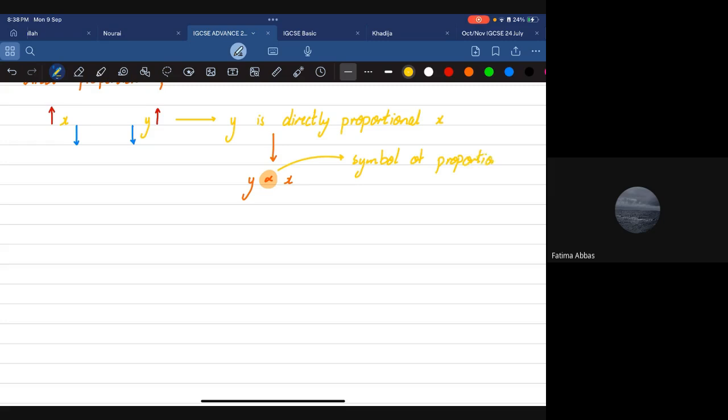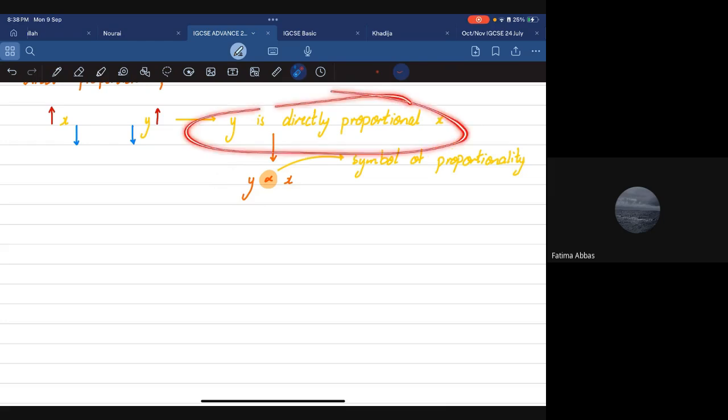For a second, I forgot the spelling of proportionality, but it's okay. Now, this is one way, a symbolic way, of representing what I've just written. This is obviously written in English. I've written it in a sentence.